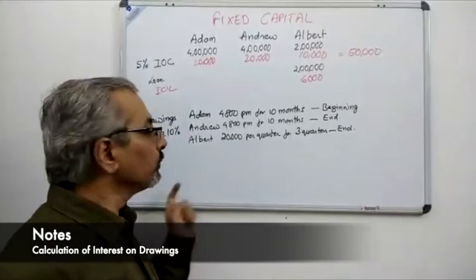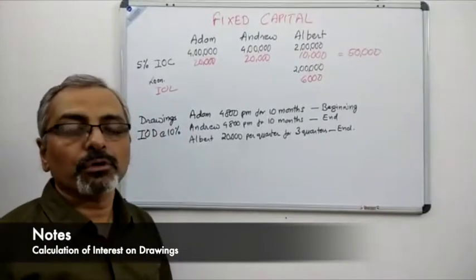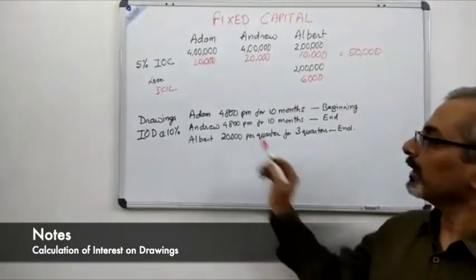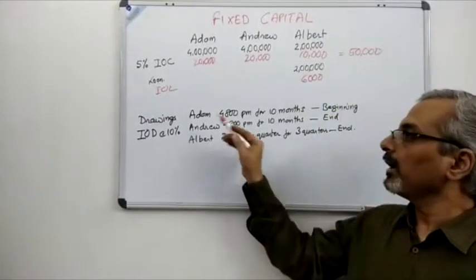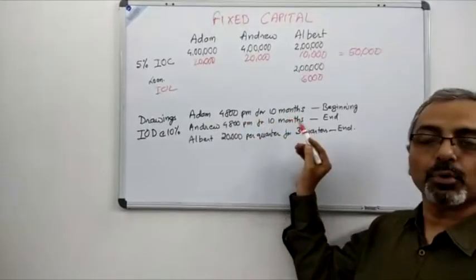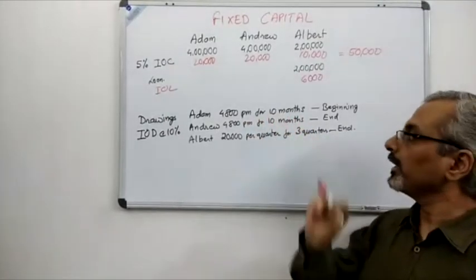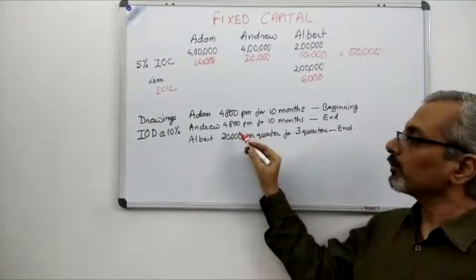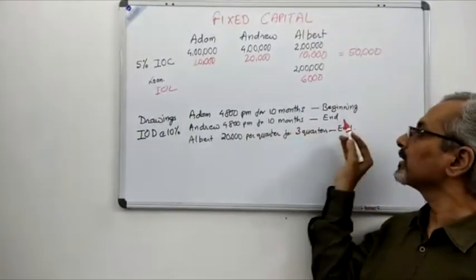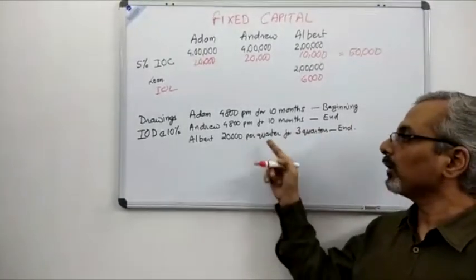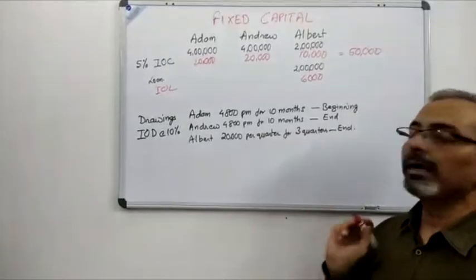After that, we will move on to the calculation of interest on drawings. See how the partners have drawn. Adam has drawn 4,800 per month for 10 months, so the total drawing is 48,000, at the beginning of every month. Andrew has drawn 4,800 per month for 10 months at the end of every month, and Albert has drawn 20,000 per quarter for 3 quarters at the end of each quarter.